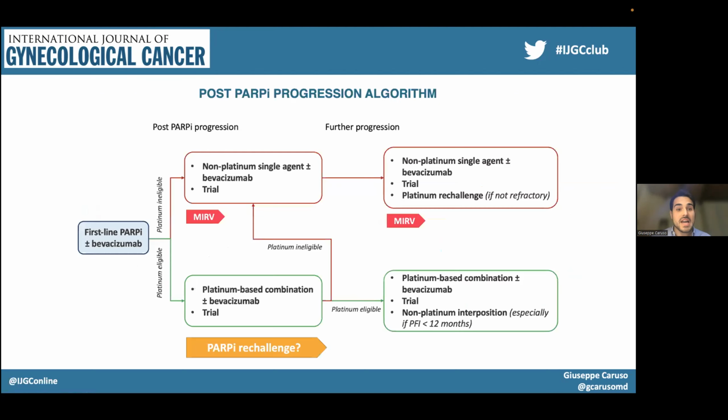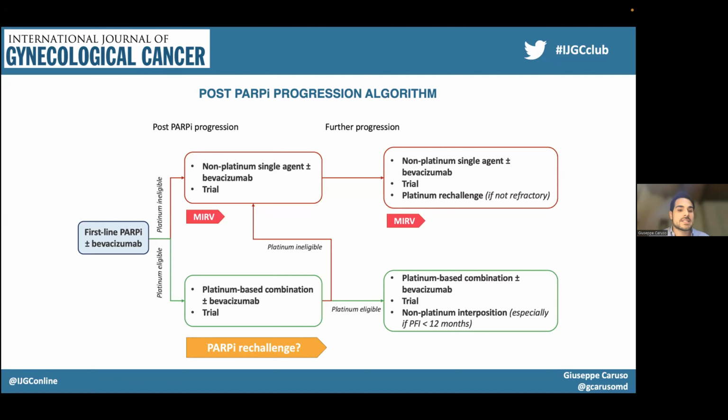And then we should also take into account the patient preference regarding the route and the duration of treatment. So this is my last slide, and this is our proposed algorithm based on the current evidence. It represents the ideal scenario where we used a PARP inhibitor in the first line, and we know that the PARP inhibitor can impact on subsequent treatments, and not only on platinum-based chemotherapy, but also on non-platinum therapy and surgical treatment as well.